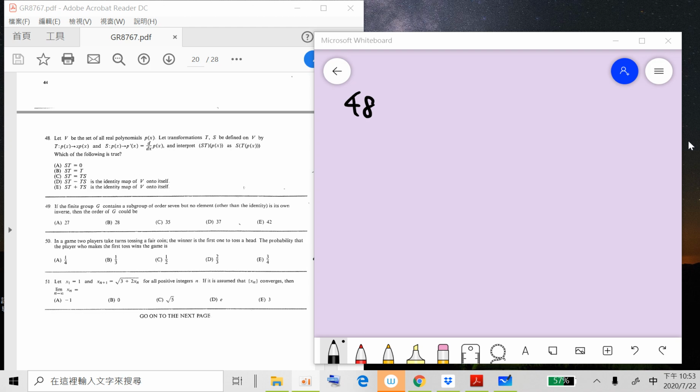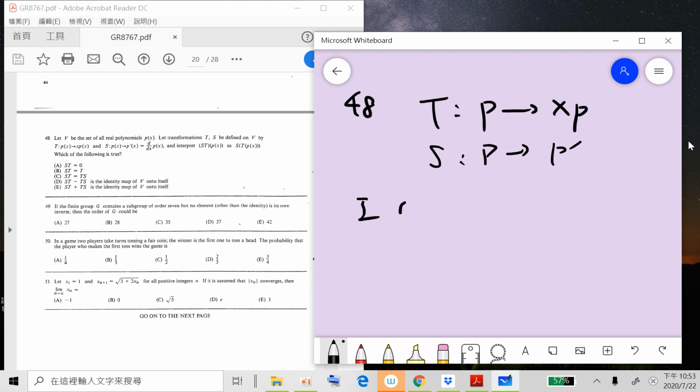Let V be the space of real polynomials. The first transformation is T, which maps P to XP. The second is S, the derivative. If you know quantum mechanics, then you can solve this very quickly. What we need to show is the algebra for S and T.